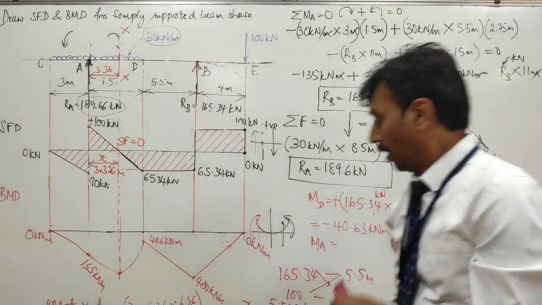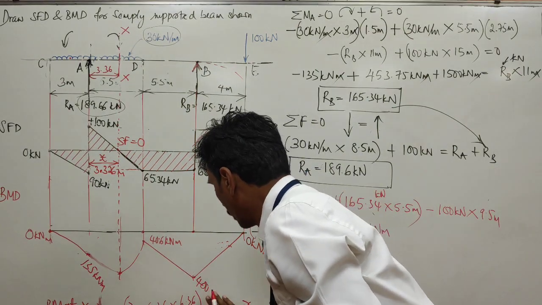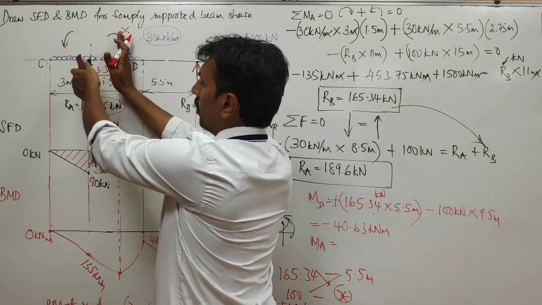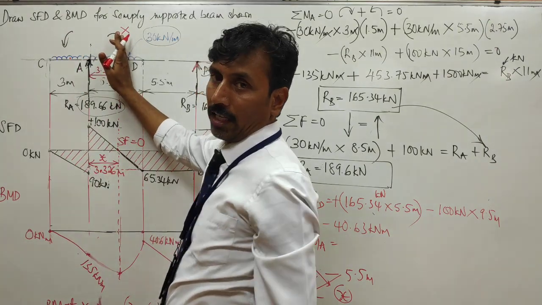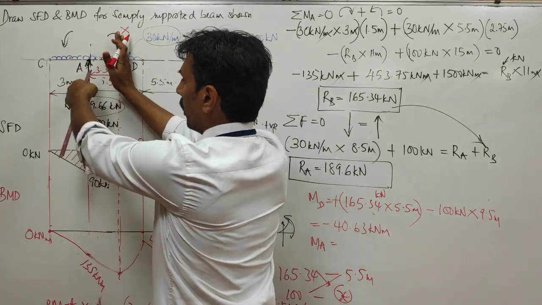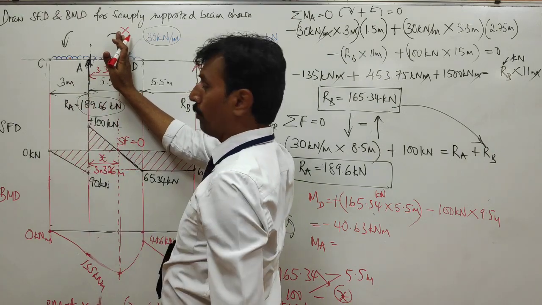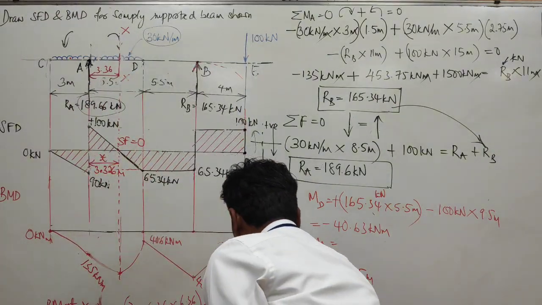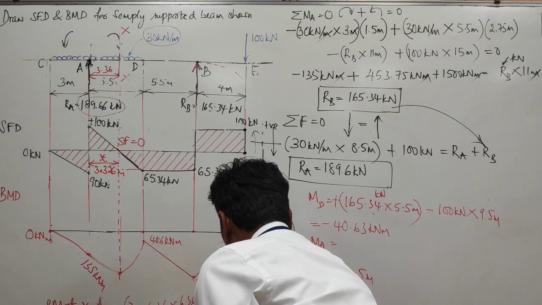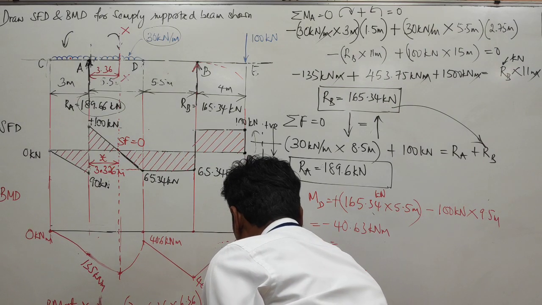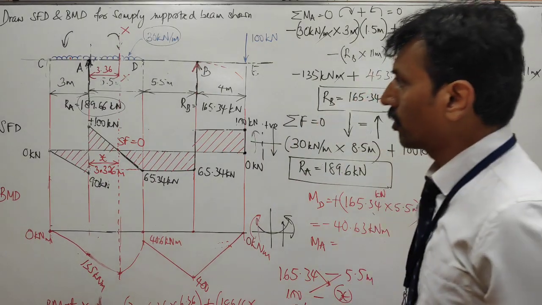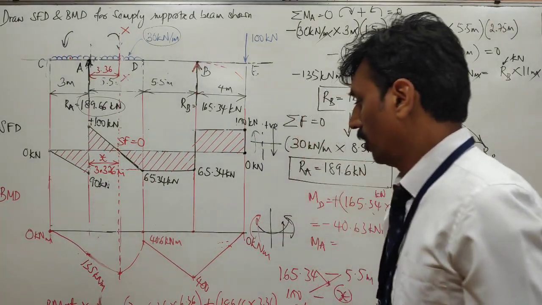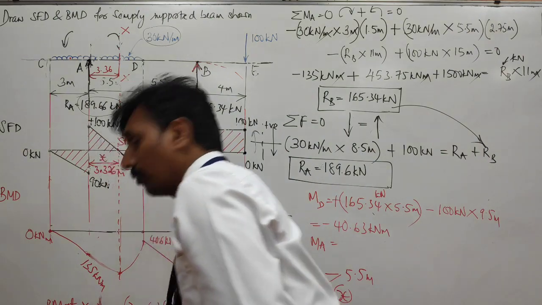Okay. And then there is one force which is acting upwards, which is RA. So that is 189.66, which is positive. So that becomes 189.66 at a distance of 3.36. Can you tell me what is the answer here?